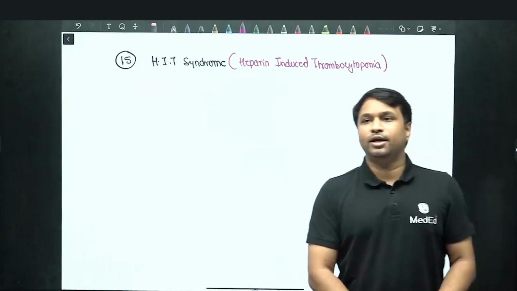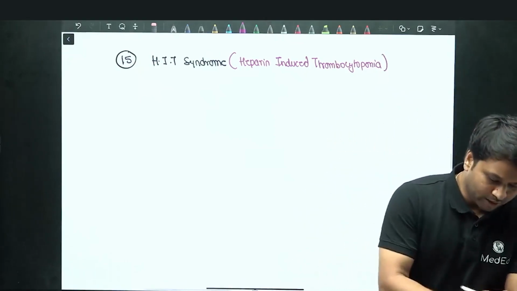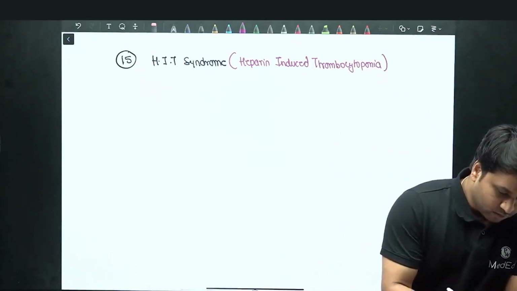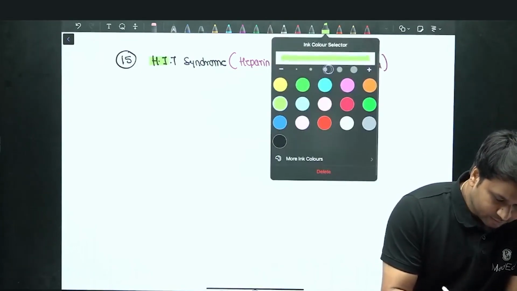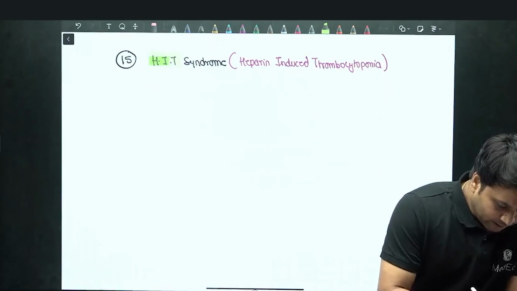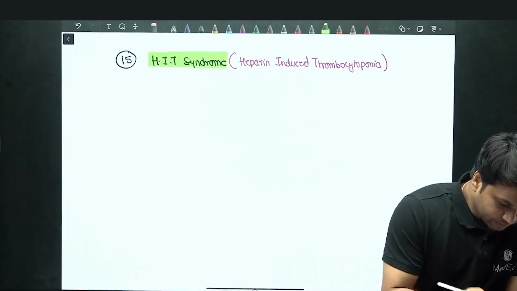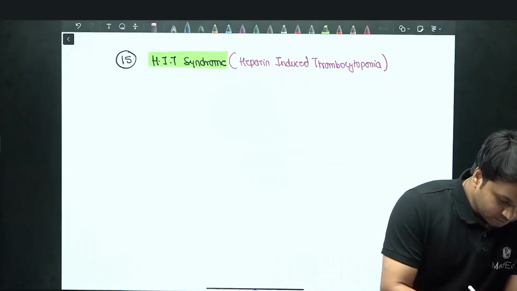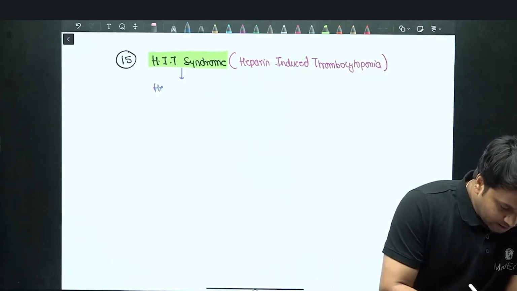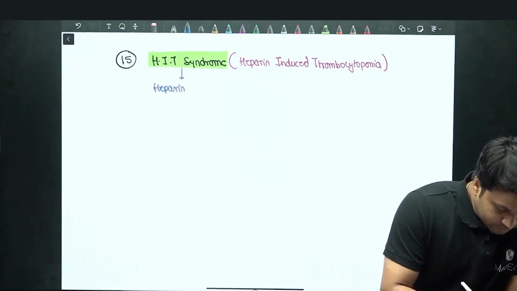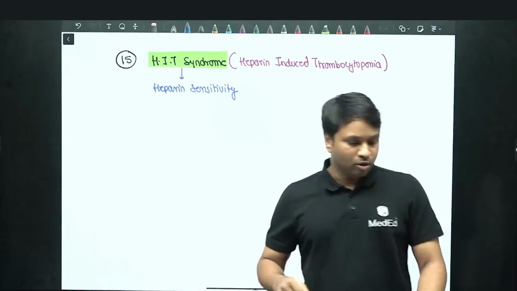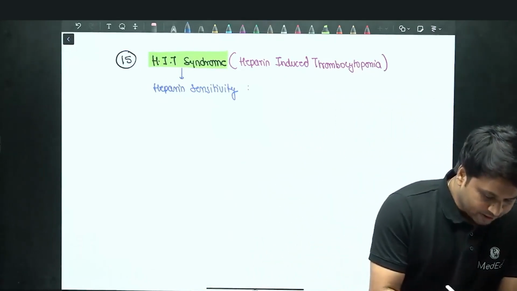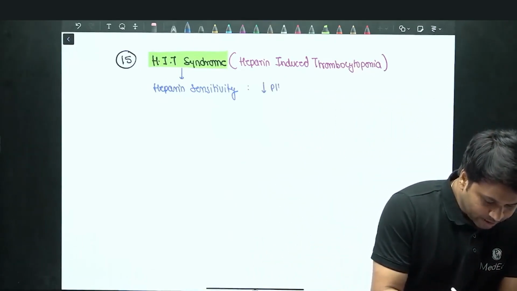It is your heparin-induced thrombocytopenia. Basically, it's a heparin sensitivity. HIT syndrome is a heparin sensitivity. So as soon as you start heparin, you see the platelets start dropping. In a heparin sensitivity, there will be a decrease in platelets.